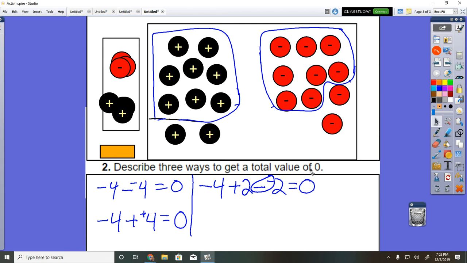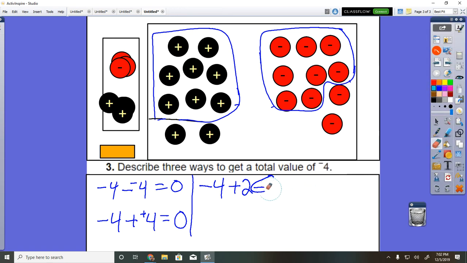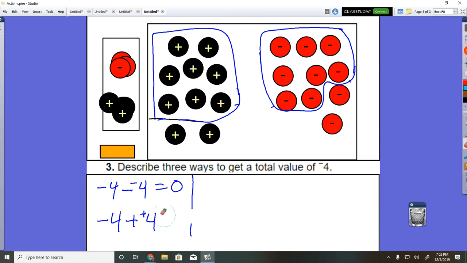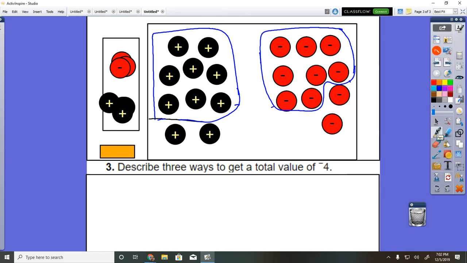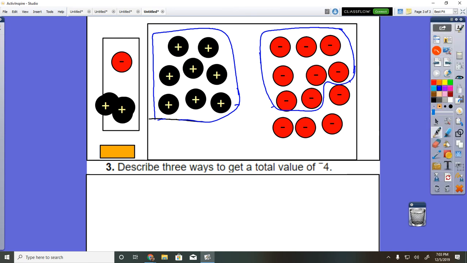Just 1 more to go. Describe 3 ways to get a total value of -4. Well, this is going to be interesting because we already start off at -4. So that's our original board. We're already at -4. So how do we stay at -4?